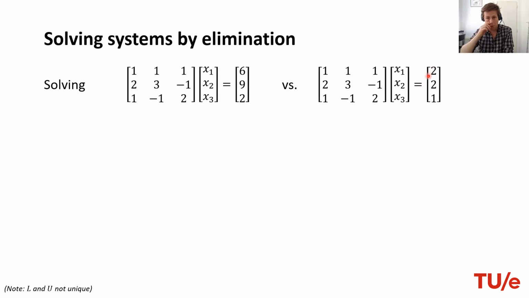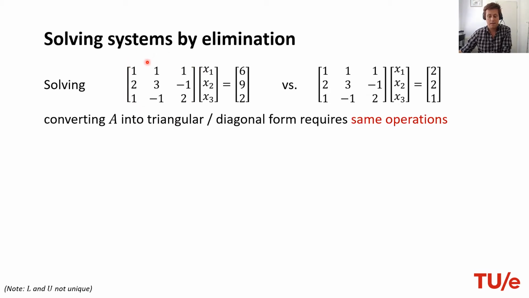Now, how would we go about solving these systems with Gaussian elimination or with Gauss-Jordan elimination? Well, we would perform row operations on this matrix A. And it's important to note here that converting A into triangular or diagonal form for both right-hand sides requires exactly the same operations on A.